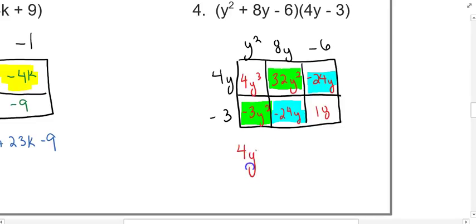So I'm going to have 4y to the third, then I have 32y squared minus 3y squared, so it's going to be negative 29y squared. I have negative 24y minus 24y would be negative 48y, and then my plus 18 at the end. Just double check. Third degree, second degree, first degree, constant. It's written in the correct order. So that's done.